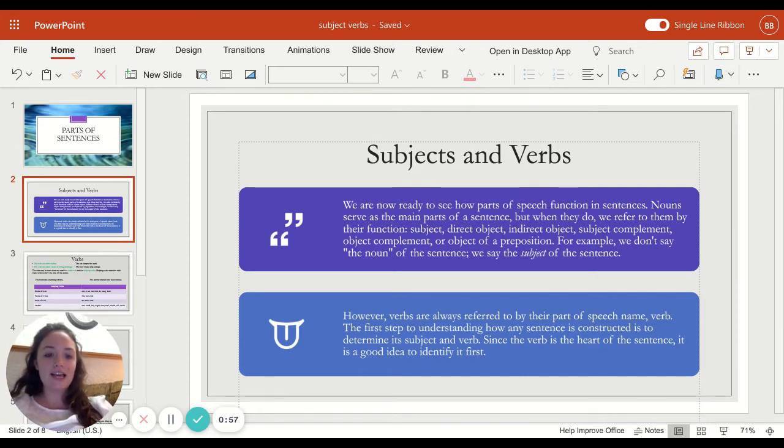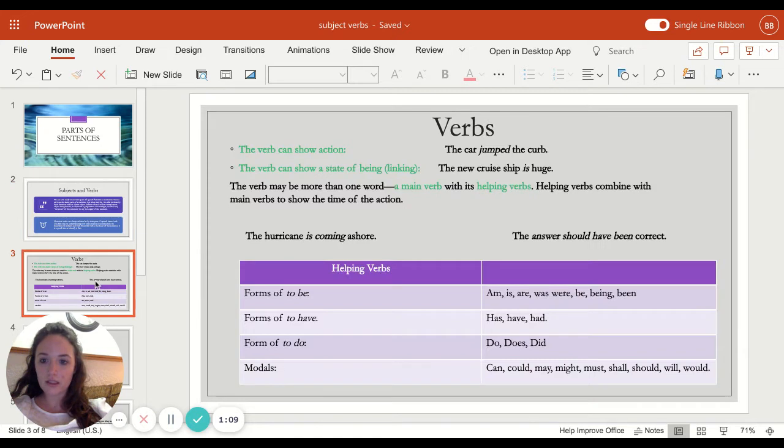The first step to understanding how any sentence is constructed is to determine its subject and verb. Since the verb is the heart of the sentence, it is a good idea to identify it first. So, just to review, the verb can show action. So the car jumped the curb, right? And then the verb can show a state of being, which is a linking verb. The cruise ship is huge, right? A form of to be.